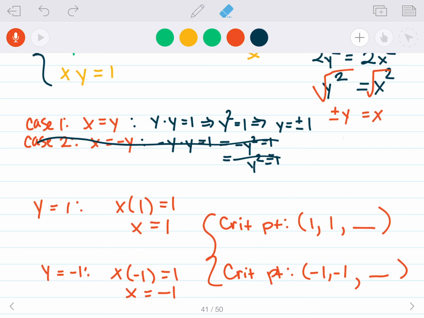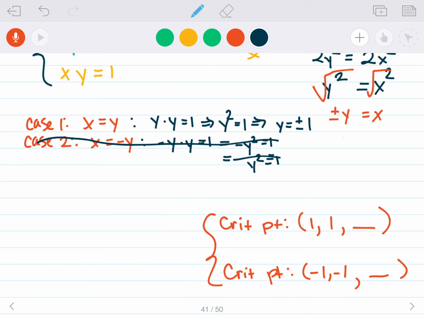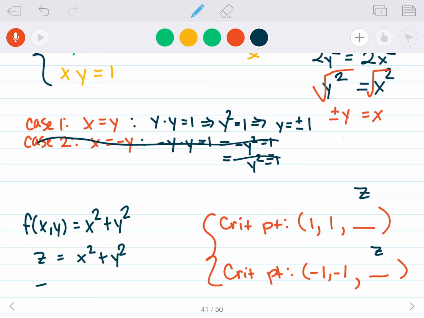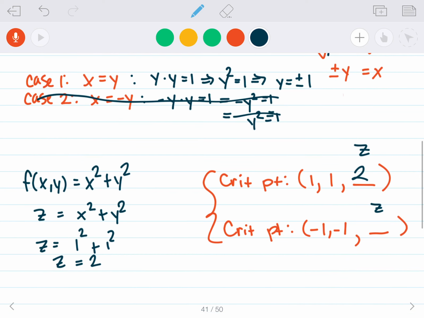So let's go ahead and find the z value of both of these. To do that, we can just use the surface equation that we started with. Our surface equation was f of x, y equals x squared plus y squared. So that's z. That's what this third number is going to be. So z is x squared plus y squared. First of all, we'll plug in 1, 1, and we get z is equal to 2. For the second one, again, we're going to get 2. We get z equals negative 1 squared plus negative 1 squared.